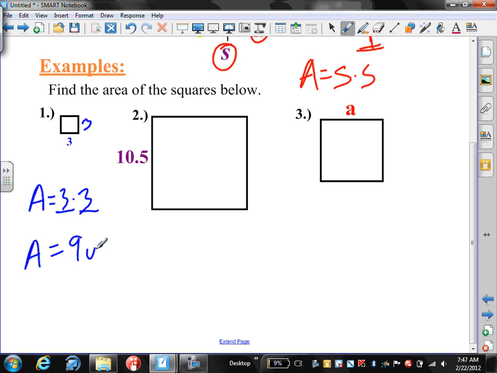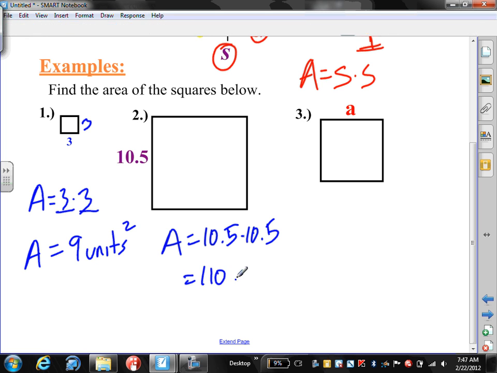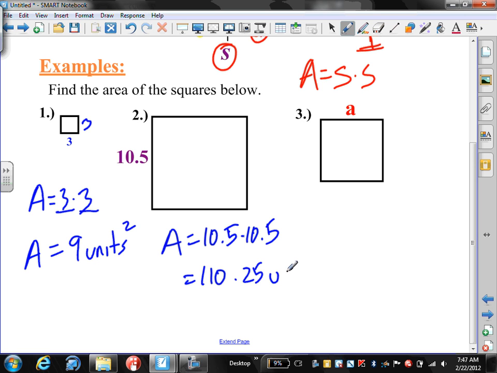And we don't know if it's inches or centimeters, so I'm going to say units squared, because you're actually multiplying unit times unit. In this case here, area is equal to 10.5 times 10.5 once again. And if you use your calculator, let's see what we get. We get 110.25. Now again, I'm going to put units squared, so I'm just going to abbreviate it just like that.